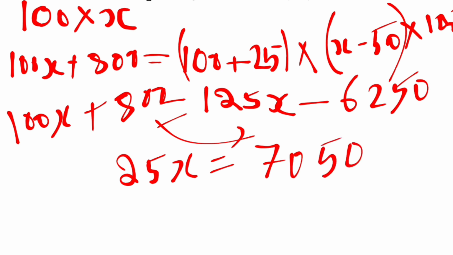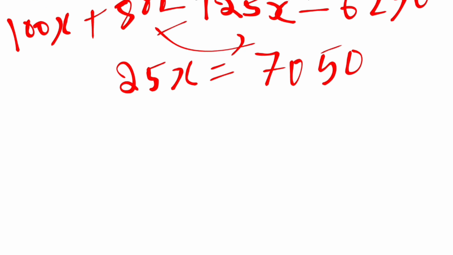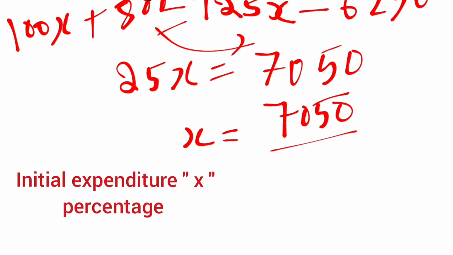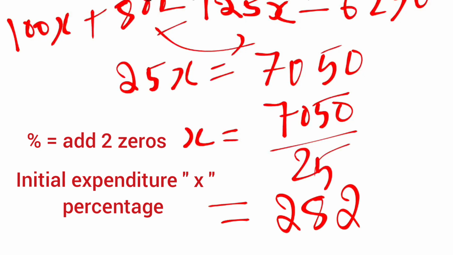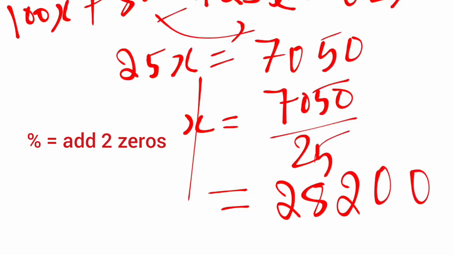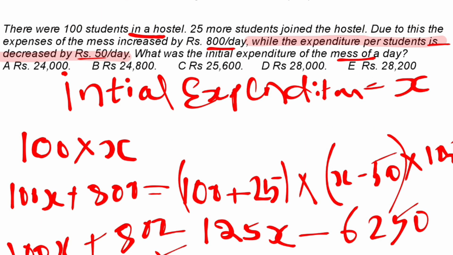X is equal to 7050 divided by 25, so x is 282. Total initial expenditure is 282 into 100, so you can get the answer: option C, the right answer is 28,200.